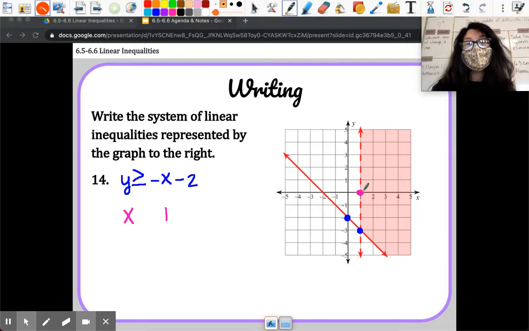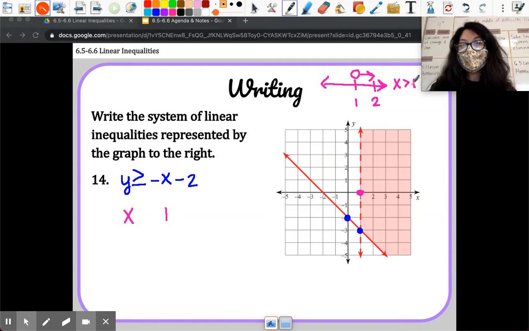Now I need to figure out which direction do I shade. Well, there's a couple different ways that you can do it. You can look at the x-axis, again, like it's a number line, and my shading is to the right. So if we were looking at a regular old number line, and we were graphing 1, and we had an open circle and we shaded to the right, we would write this as x is greater than 1, because all the values to the right are going to be greater than 1.